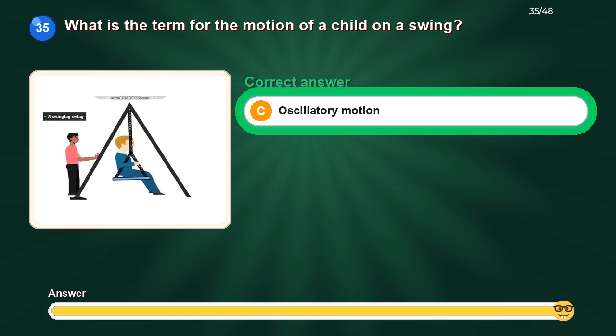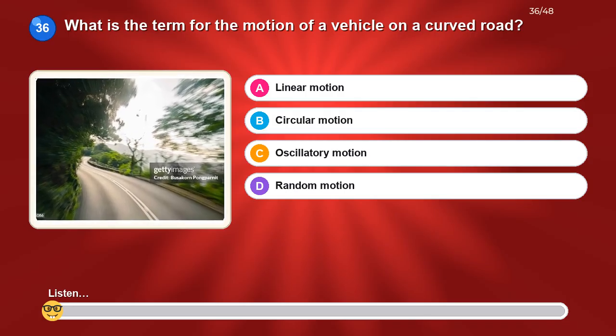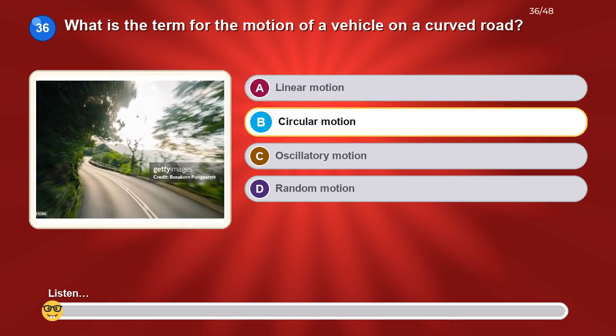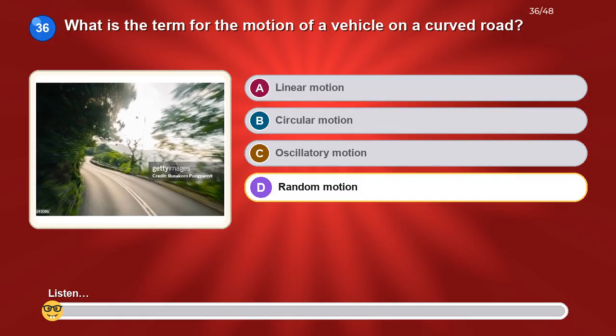The correct answer is oscillatory motion. What is the term for the motion of a vehicle on a curved road? Option A, linear motion. Option B, circular motion. Option C, oscillatory motion. Option D, random motion.